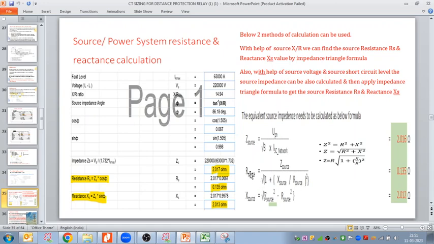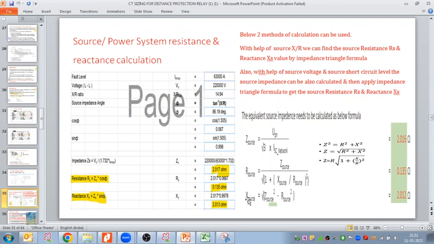So from that R source and X source we can directly calculate. See here, Z equals the square root of R square plus X square. We wanted to calculate the R, so how do we calculate it? If you calculate the R, that would be Z divided by the square root of 1 plus (X by R) square. The same we have done here. R is equal to Z divided by the square root of 1 plus (X by R) square.